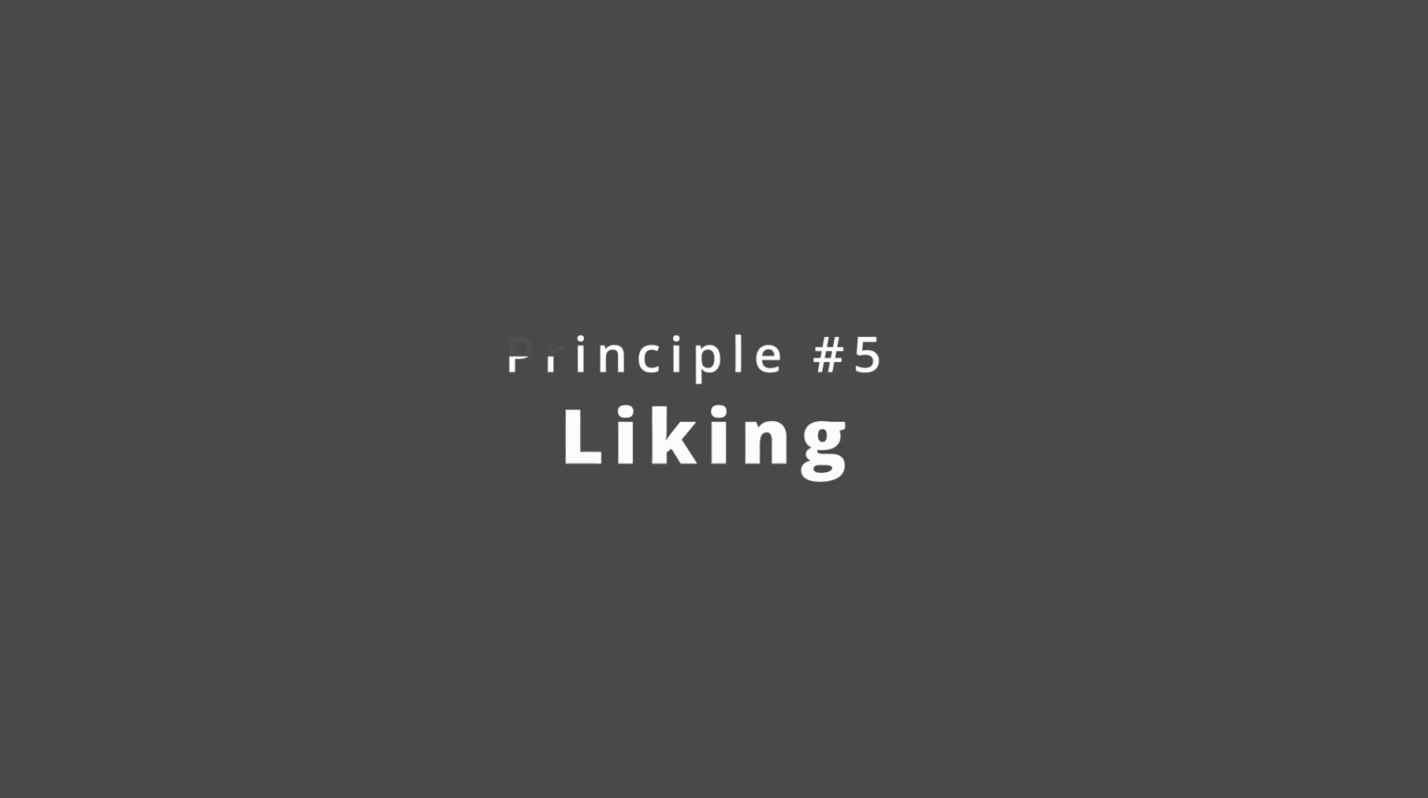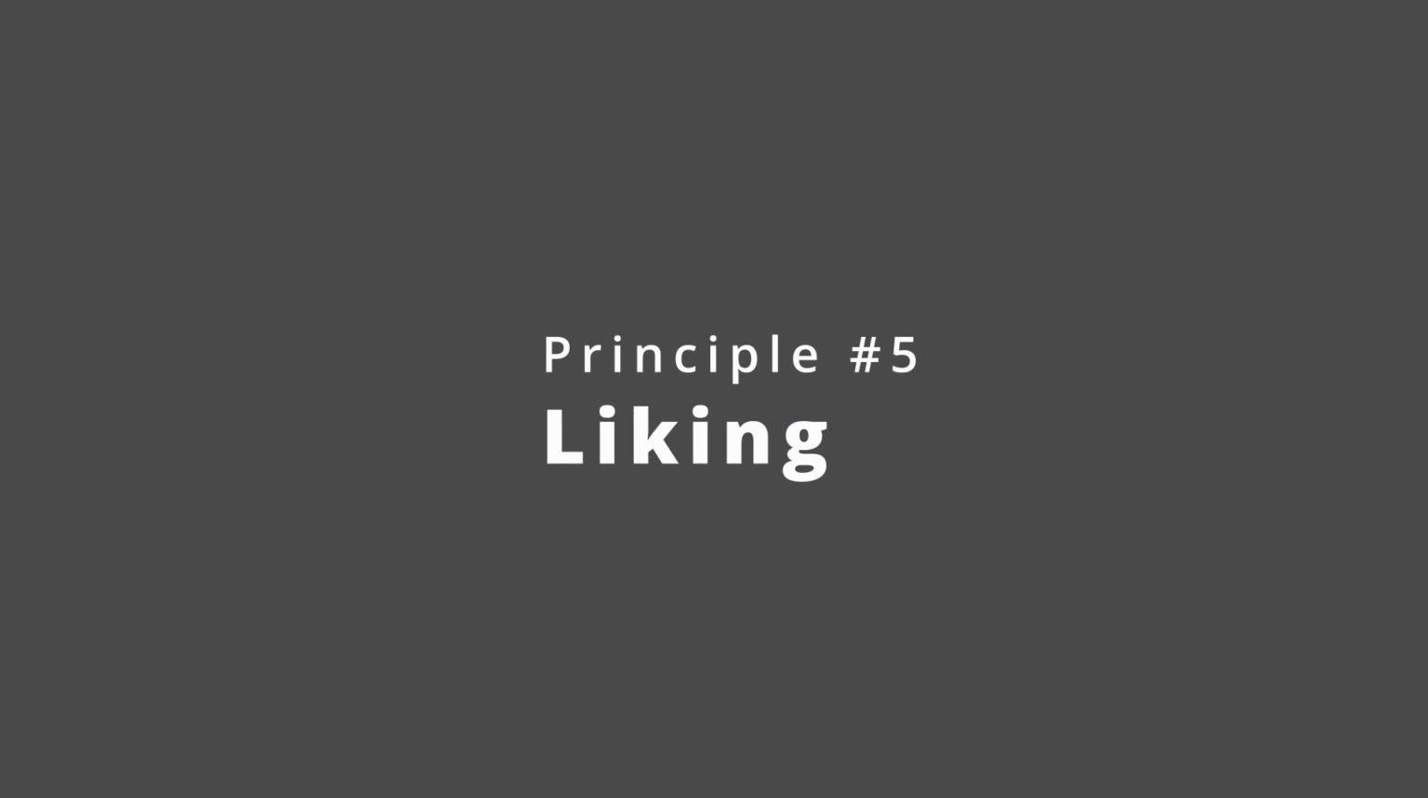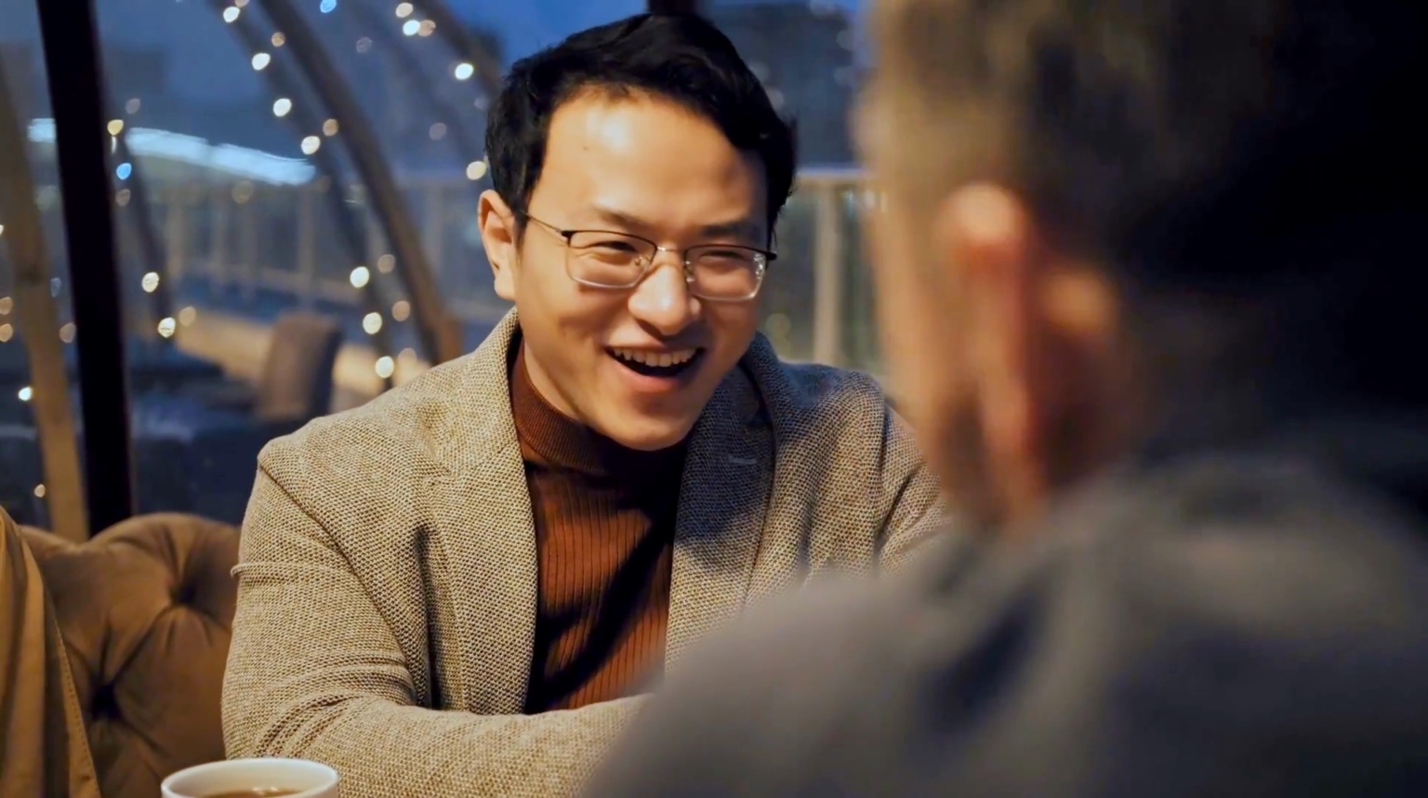Okay, so let's move on to number 5, which is liking. The idea behind liking is that people are more likely to say yes to a request if it's from somebody who they like. So how do you get someone to like you? Well, there's lots of different ways that you can do this, but one of the main ways that Cialdini talks about in his book is all about establishing common ground with people.